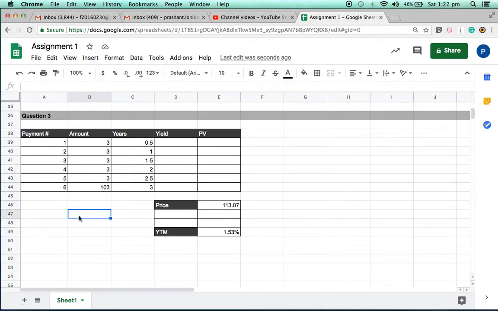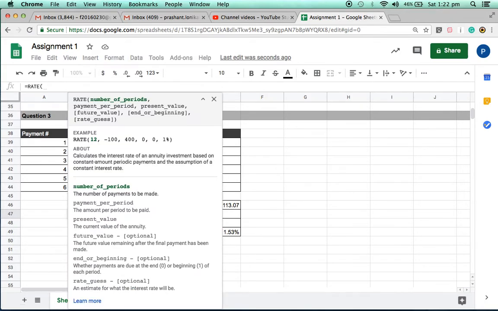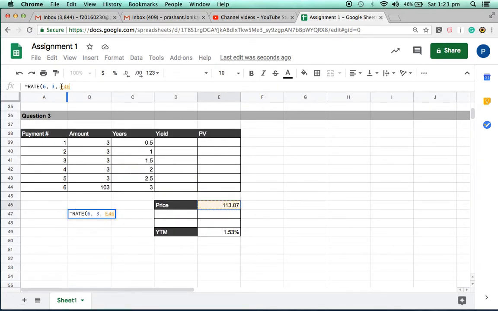So you use the rate function to do this, equal to rate, and the function is quite self-explanatory. The number of periods is 6 because it's 3 years semi-annual. Payment per period is $3. Don't be confused about the last period where you have to pay 103. The function knows this is for a bond, so it is designed that way. Don't worry about that.